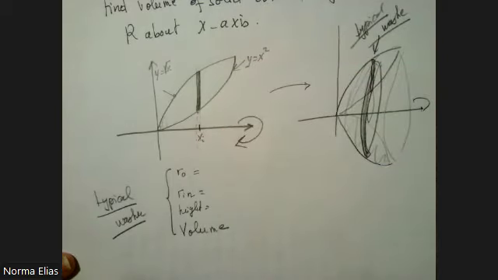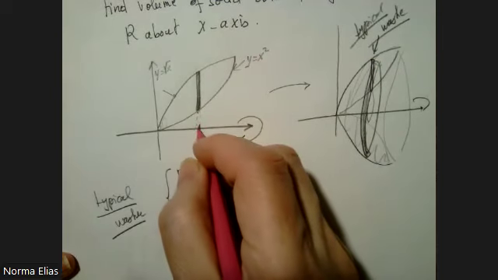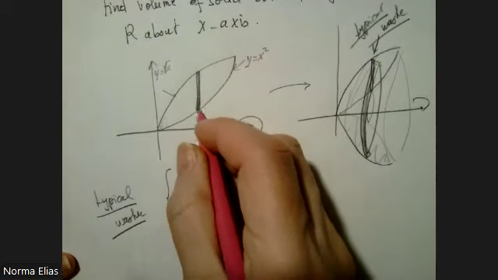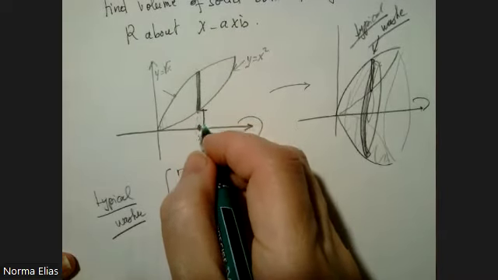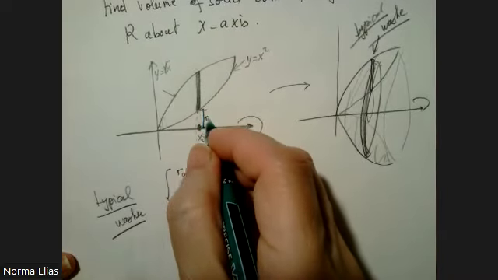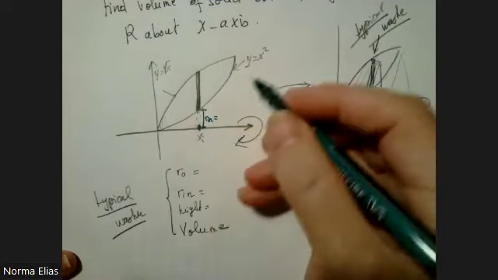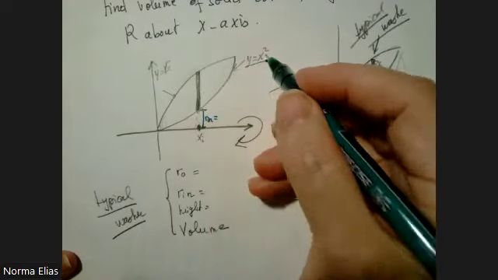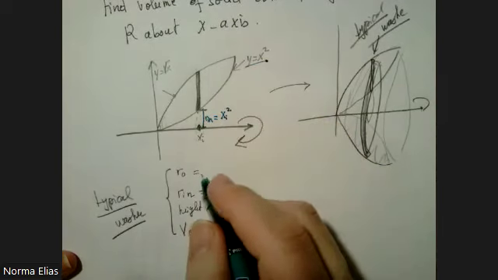So what is the inner radius? The inner radius is going to be the distance from the axis of rotation all the way to here. You just look at the picture and figure it out. This would be my inner radius. If this is xi, this is the curve y equals xi squared, the inner radius is going to be xi squared.